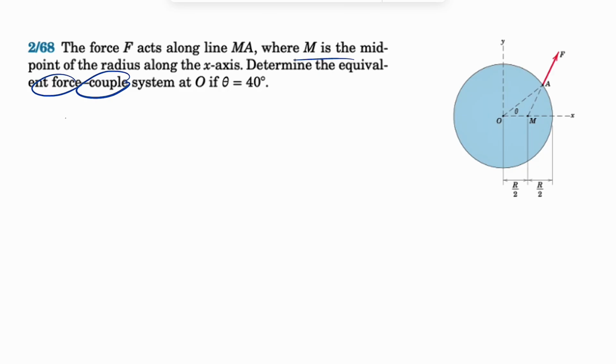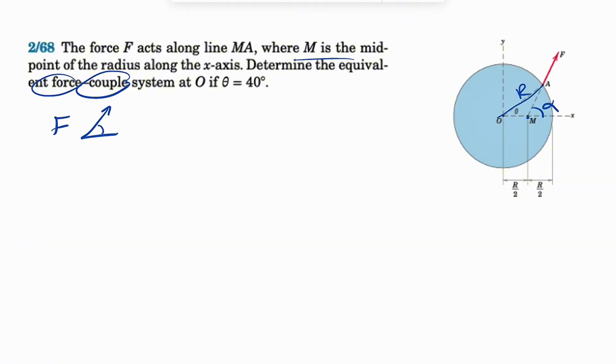We know already the only force that we have in here is the force F. So for the force part of the force-couple system, we basically have the force F, which makes this angle here. We can call this angle alpha, and this will be our radius. We know M is in the middle, and I'm going to solve this using trigonometry.